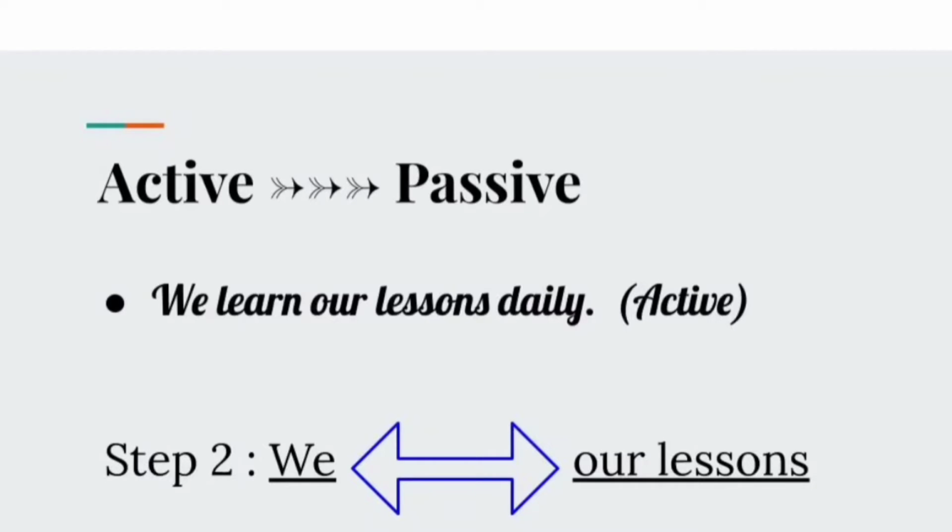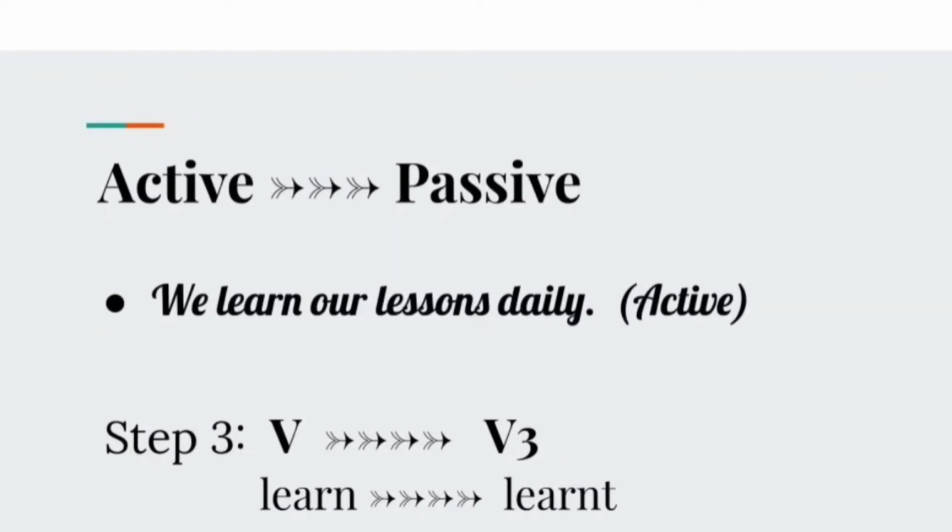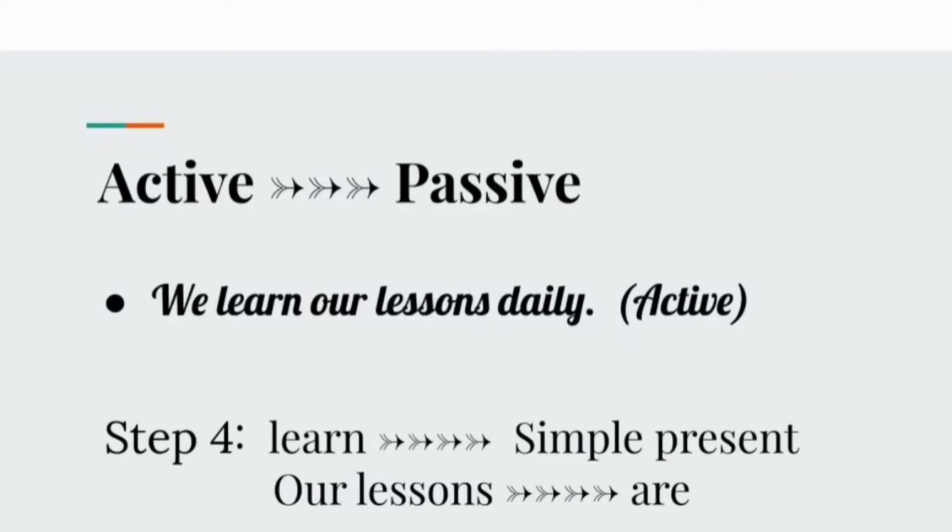Step number 3. Verb change to its past participle form. Here the verb is learn and change it into learnt. Step number 4. Add proper helping verb before main verb. For that, identify the tense of the sentence. Here the verb form is learn. So we can say it's a simple present tense. And the object is our lessons. So the suitable helping verb is are.